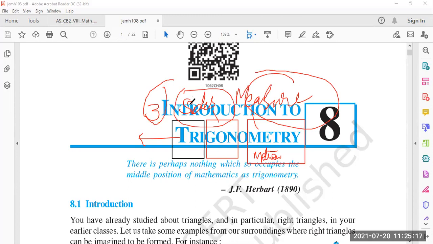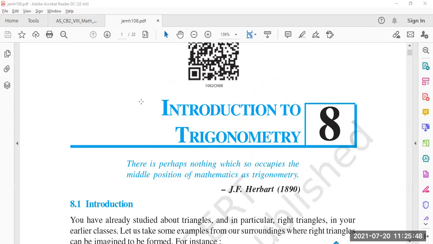Trigonometry is a very large subject for discussion, but since we are at the beginning of this topic, we will be focusing only on the introduction part of trigonometry. Introduction means it will not be just one or two pages. We will have some questions based on the introduction topics. So that's the literal meaning of the chapter name, trigonometry: three-sided figures and their measurements.